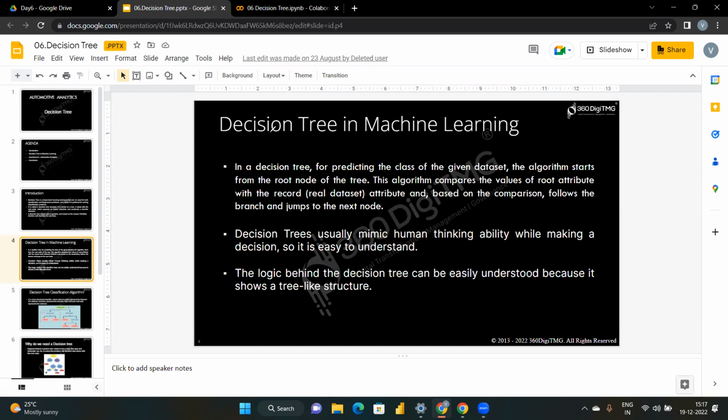So decision tree is a supervised learning. We know that, right? It can be used for both classification and regression, but it is most probably used for classification. So what is a decision tree in machine learning? A decision tree is a type of supervised learning method used to categorize or make predictions based on how a previous set of questions were answered.